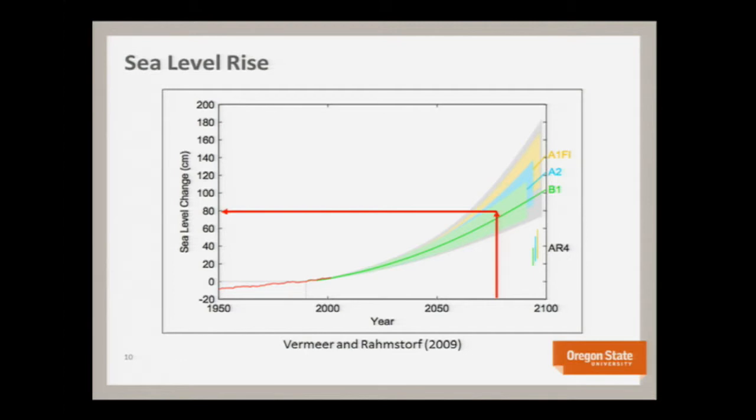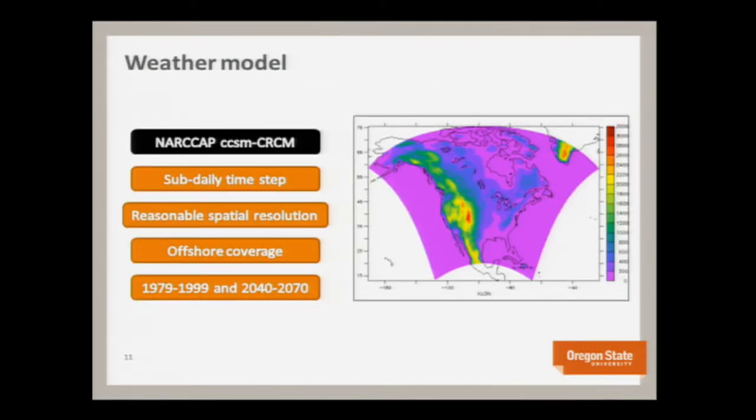Okay, so now doing a long-term historical simulation versus future, we have to make some adjustments to the bathymetry. And 80 centimeters is sort of a middle-of-the-pack value, going out to about 2070, 2080. So that was the change that we made in terms of water depth from the historical to the future simulation.